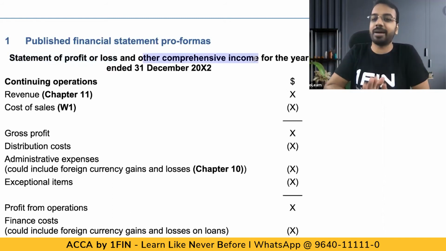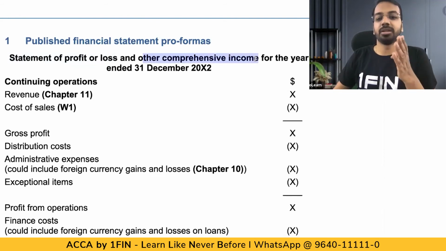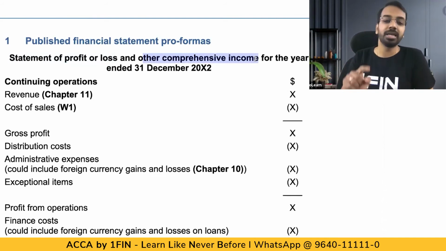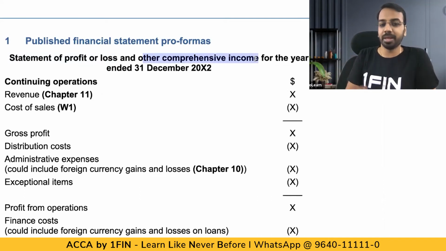Unless otherwise specified, for ACCA examination, the financial year end will be on 31st of December of a particular year. So what is the first statement? Statement of profit or loss and other comprehensive income. Now, profit or loss, you have seen earlier also. You have understood the meaning of profit or loss.